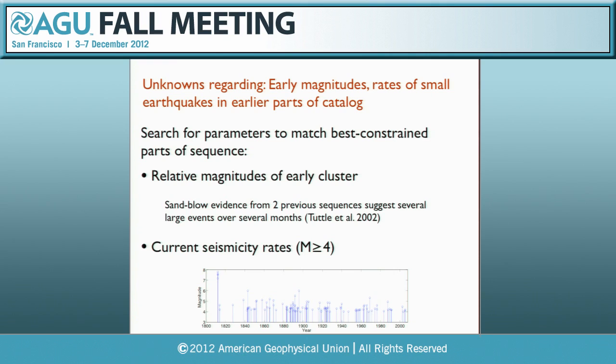There was a cluster of these 4 earthquakes with very similar magnitudes, and it appears that this is not just something that happened in 1811, 1812. In fact, paleoseismic evidence indicates that the previous sequences, which happen every 500 years or so on average, also consisted of several large events over several months. So it seems that this is really the norm for this region. That's something we definitely want our ETAS modeling to capture. And the other main thing we'll be trying to match, which is well constrained, is the current seismicity rate near New Madrid.